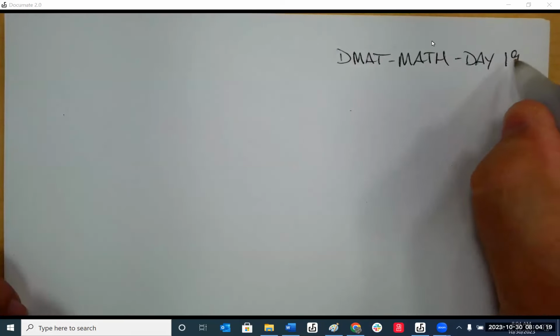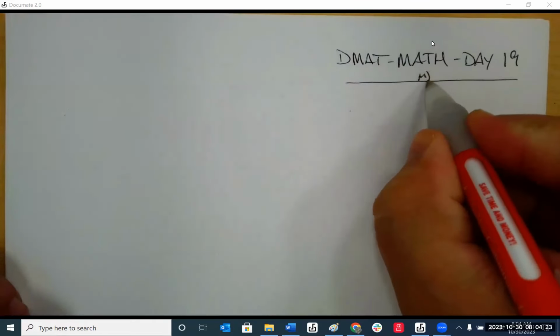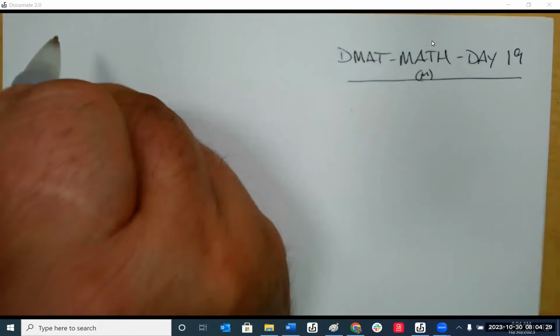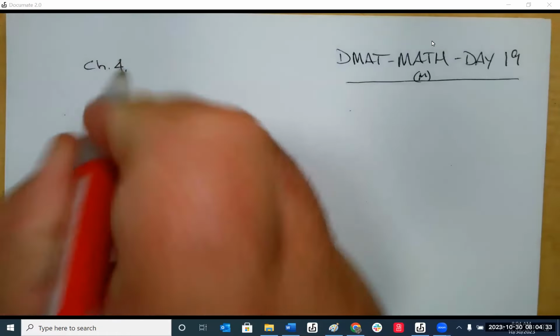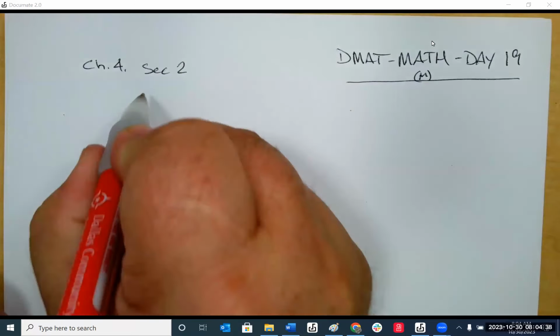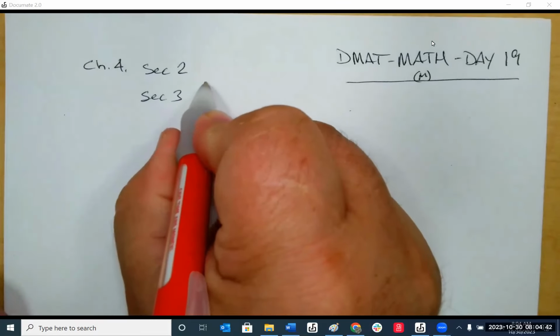This is day 19, which we're in the 10th week. Means we only got 5.5 weeks left. All right, today we're going to look at chapter 4, section 2, and section 3 examples.